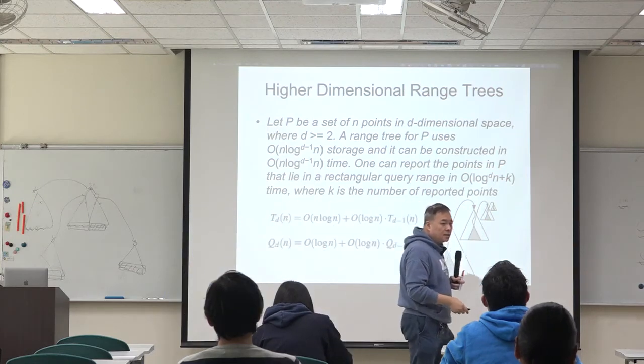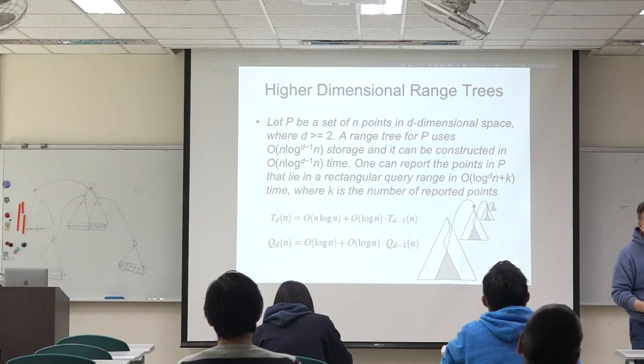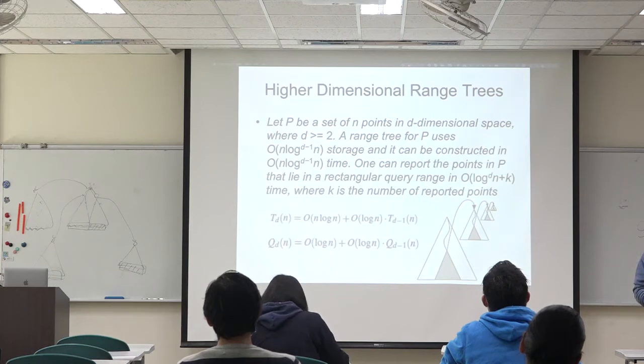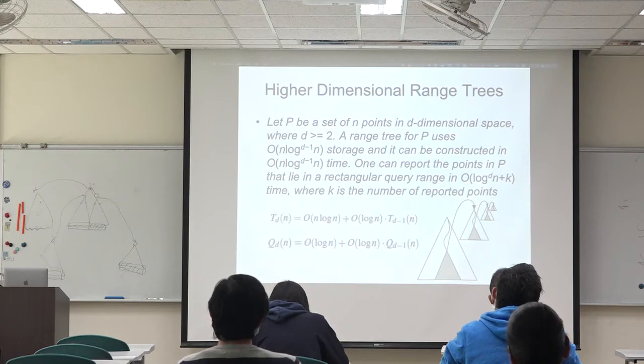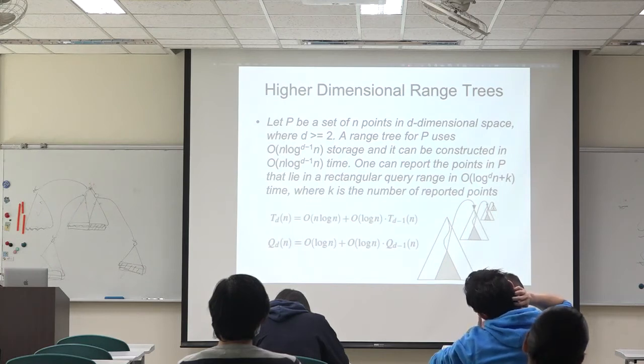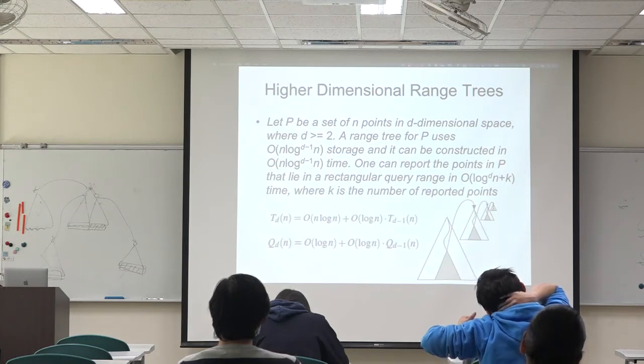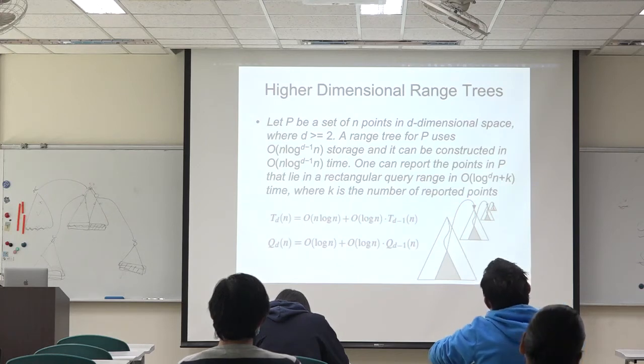Yes? The rectangular query range, the term means that for 4-dimensional space, we can query to 3-dimensional query range. I don't get your point. Can you describe it again? I don't understand the rectangular query range. What does that mean? Rectangular range means for each coordinate, you have a range. So if it's d-dimensional, you have d ranges. Is it good? Okay, good.